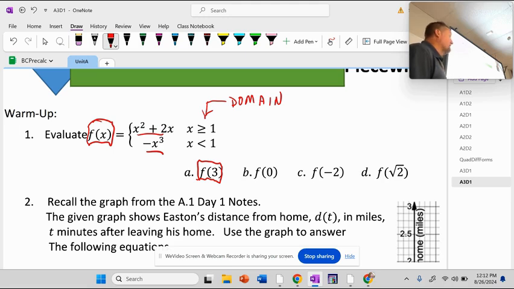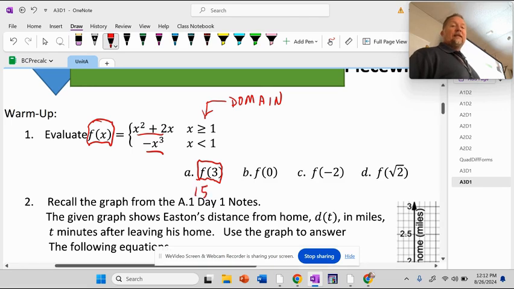Because 3 is, anyone? Greater than 1. So the point of a piecewise function is you have to plug this in certain parts of the piecewise function as dictated by the domain here on the right. So I have to plug that into the top, which is 3 squared, 9. 3 times 2 is 6. That's 15. So it has to be in this top part, not the bottom, because that's not how the function is defined. Okay, that's easy.